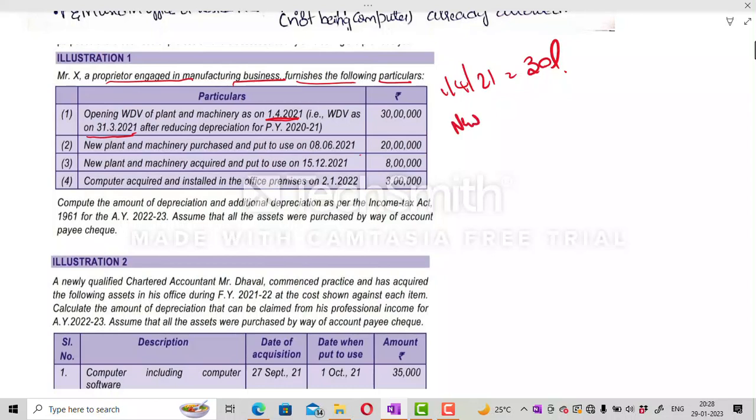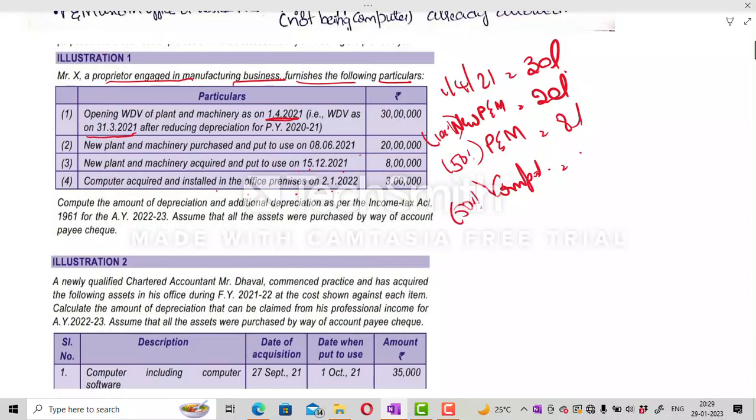So what is the new plant and machinery? 20 lakhs. New plant and machinery acquired and put to use on 15/12/21, means after 3rd October. See, this is eligible for 100% and this is eligible for 50%. Both are new only. Computer acquired and installed in office premises on 21/1/22, 3 lakhs. This is also eligible for 50%.